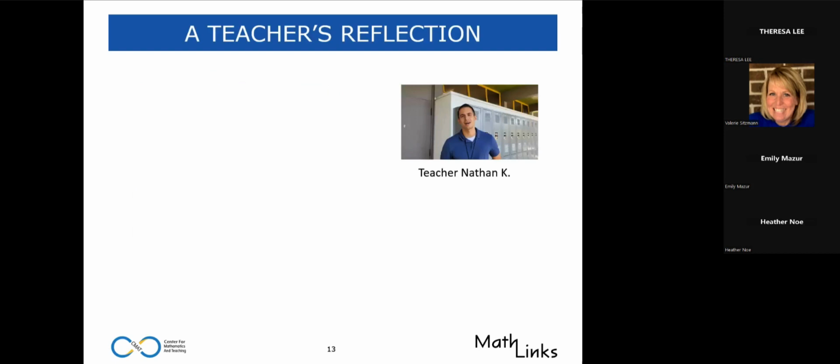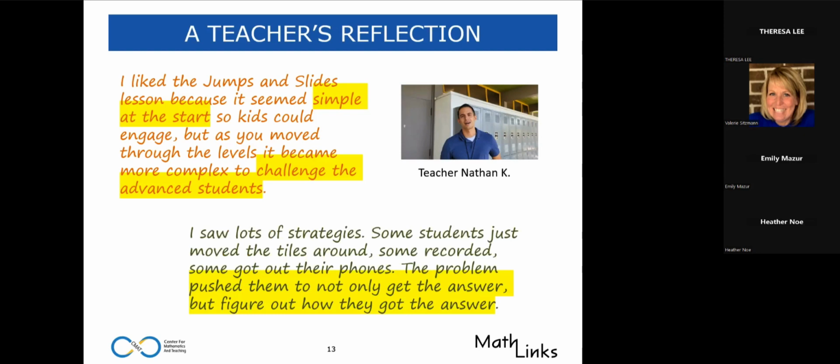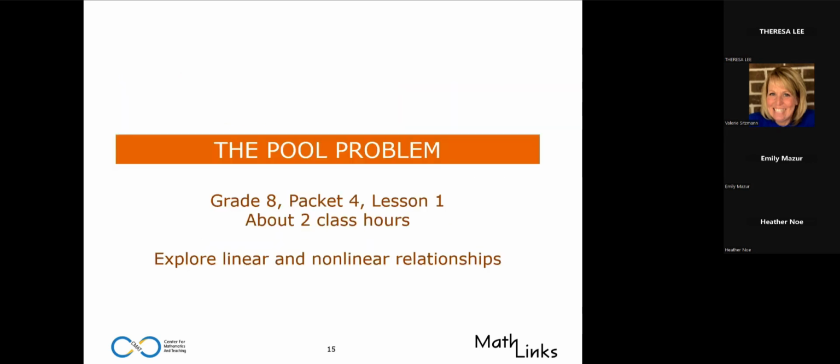To wrap up this opening problem, I thought you might like to know what teacher Nathan thought about jumps and slides. He liked the lesson because it started out simple, but also challenged his advanced students. Nathan also appreciated that the problem pushed students to get an answer and figure out how to explain how they got it. So the next problem I'm going to share is a classic pool problem.